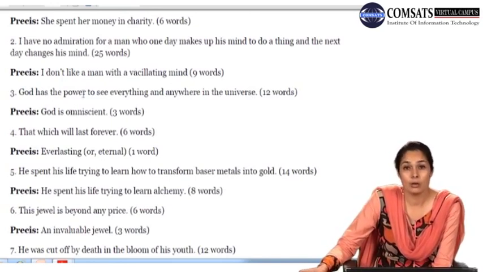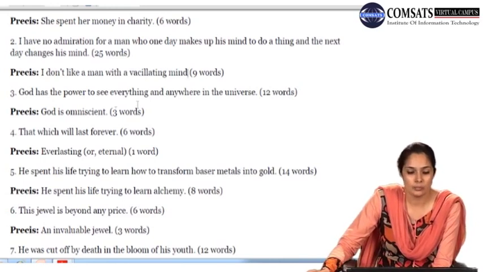This particular quality of God being able to see everything and anywhere in the universe is called omniscient.